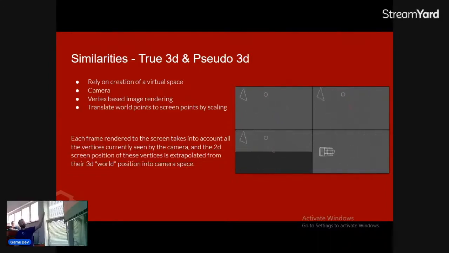As it says, each frame rendered to the screen takes into account all the vertices currently seen by your camera, as we can see in this little thing here. You've got your little guy walking around, and he's looking at a two-dimensional top-down view of vertices in space with lines connecting them. And then we can see what he sees. These vertices are translated to the camera view, and their 3D world position is converted to 2D screen space, because at the end of the day, we're watching a 2D screen.